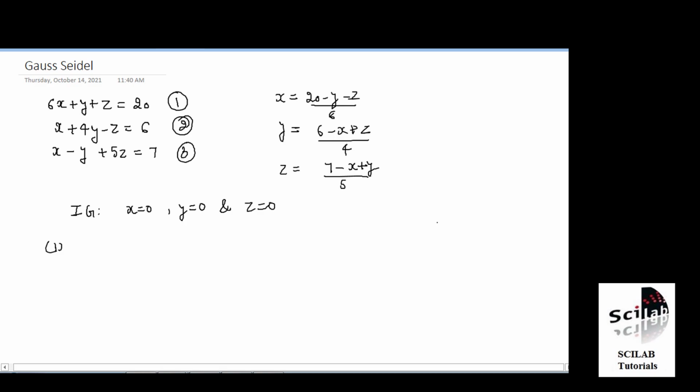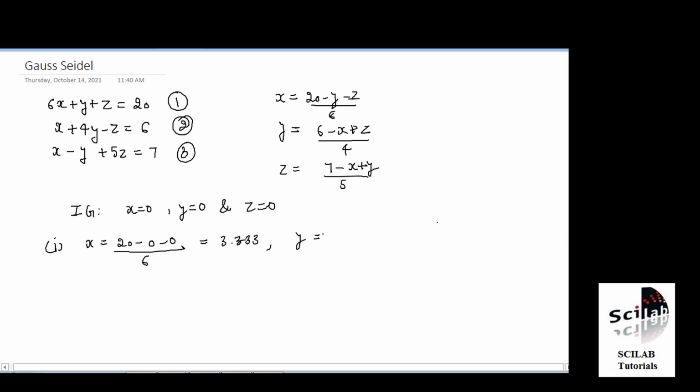So for the first iteration, x we know is (20 - y - z) / 6, and we have only available values of y and z, which are 0. So x is nothing but equal to (20 - 0 - 0) / 6, and this will be equal to 3.333.